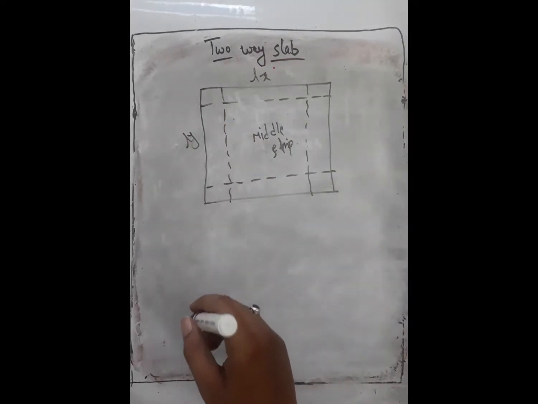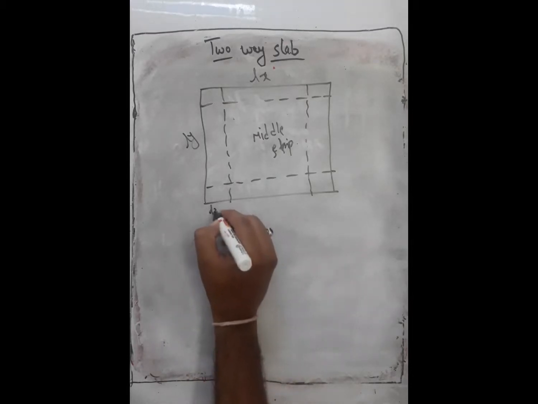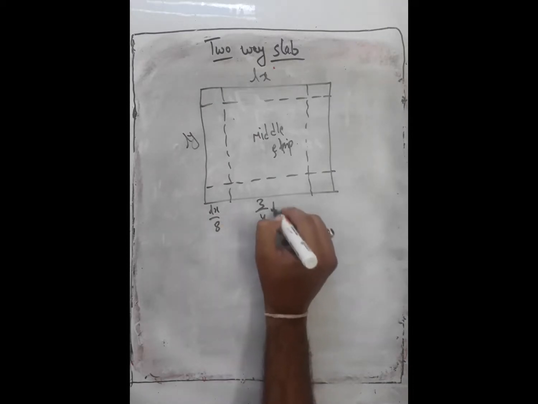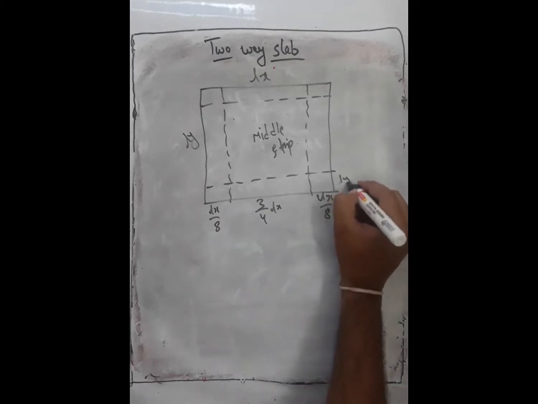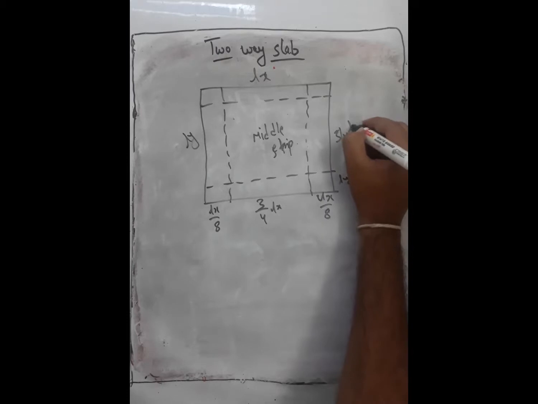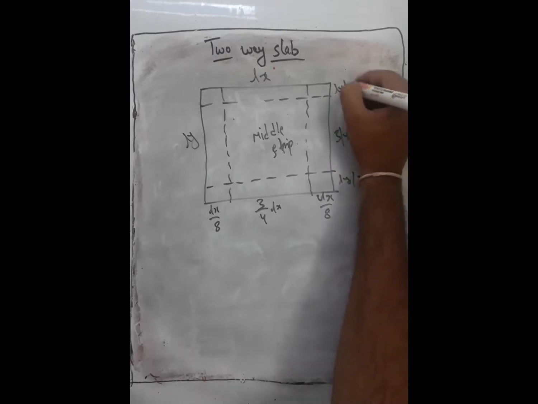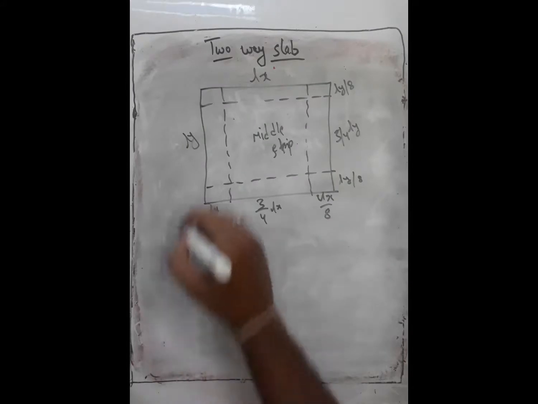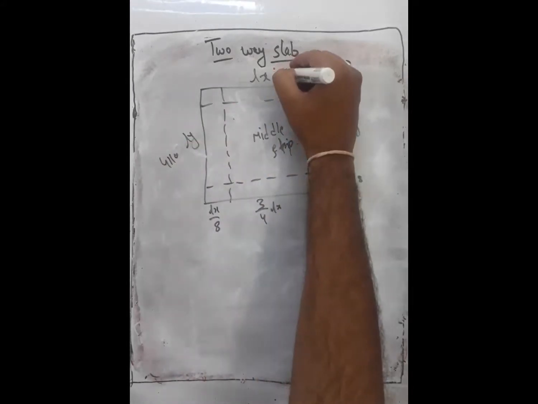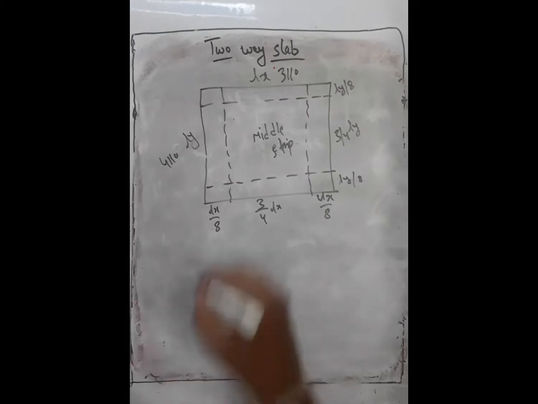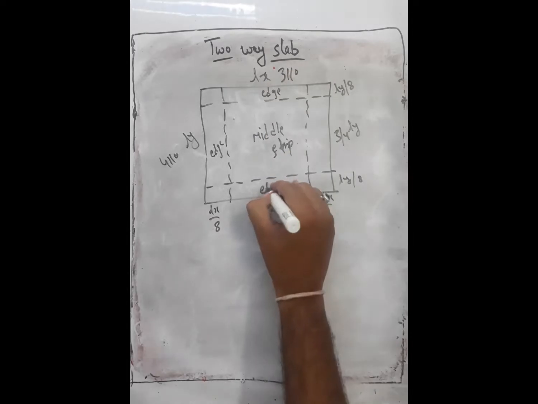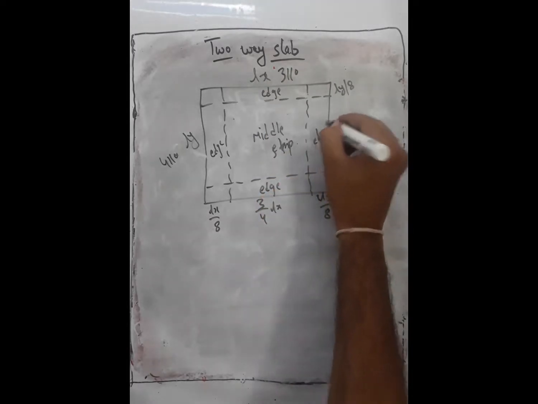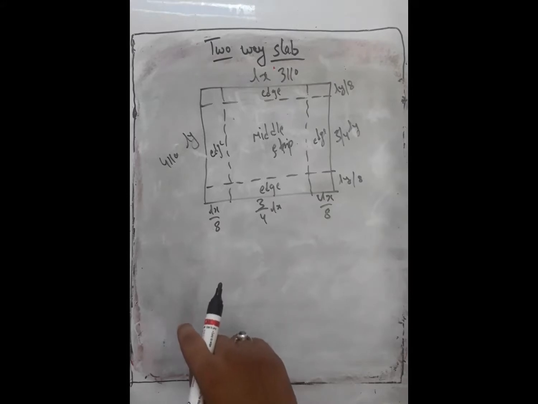So first we write along Lx. We know that this is Lx upon 8, this is 3 by 4 Lx, and this is again Lx upon 8, and this is Ly by 8, 3 by 4 Ly, and Ly by 8. Ly is 4110 and Lx is 3110. This is the edge strip, this is also edge strip, this is also edge strip, and this one is also edge strip. Okay, so let's solve it.